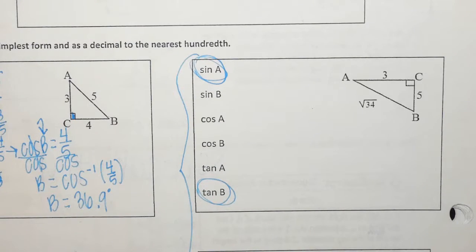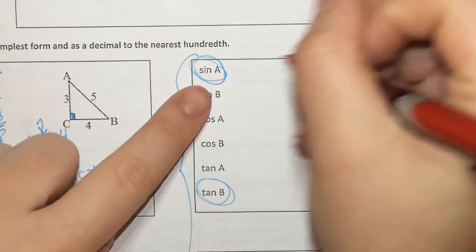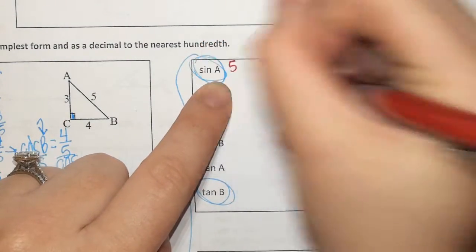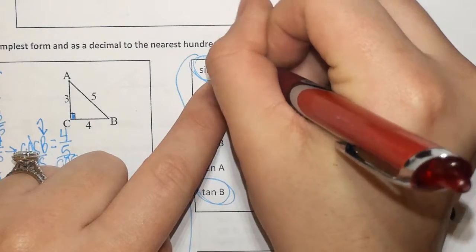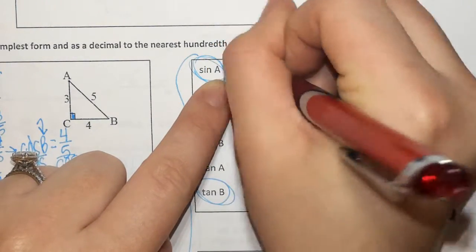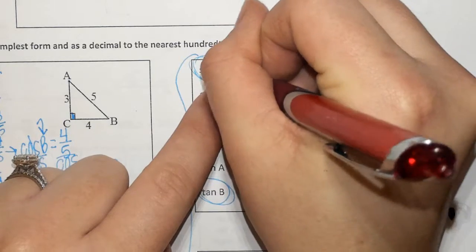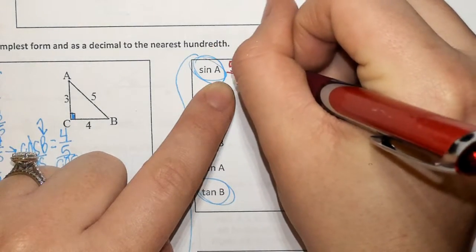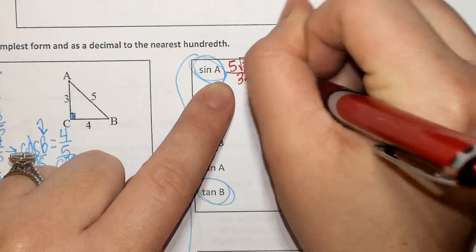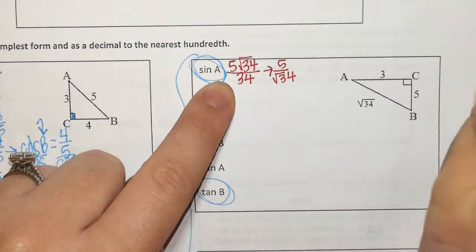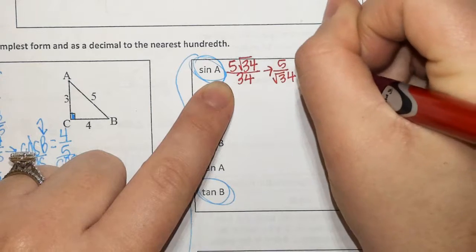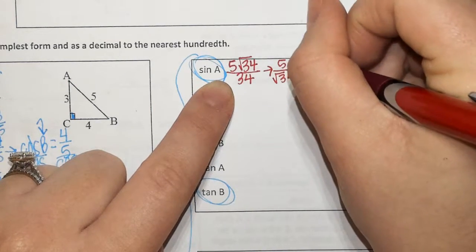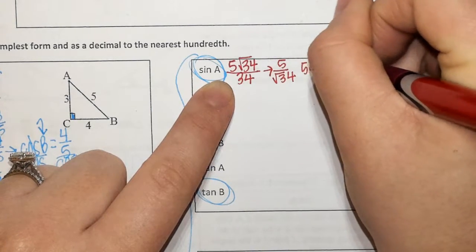Sine of A. James, did you do this? Yes. Okay, tell me what you got for the ratio. 5 square root of 34 over 34. Okay, so he rationalized it, right? If you didn't rationalize it, it would have just been 5 divided by the square root of 34. Did you find the actual angle A? Yes. What was it? 59.04 degrees. Perfect.